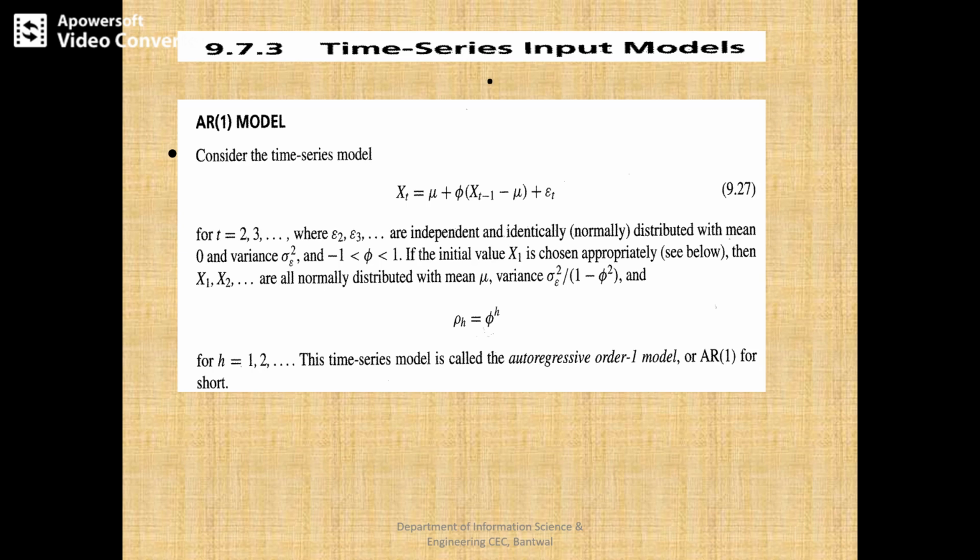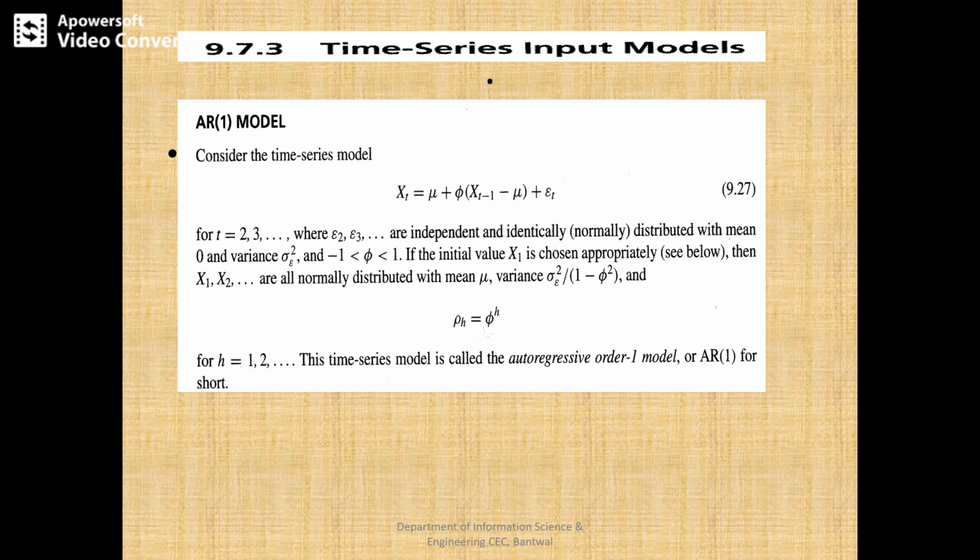So now we should discuss the first one, which is AR(1), autoregressive 1. Consider the time series model X_t equal to mu plus phi times (X_{t-1} minus mu) plus epsilon_t, where t is equal to 2, 3, and so on, where the epsilons are independent, identically normally distributed with mean zero and a variance sigma squared, and phi lies between minus 1 and plus 1.